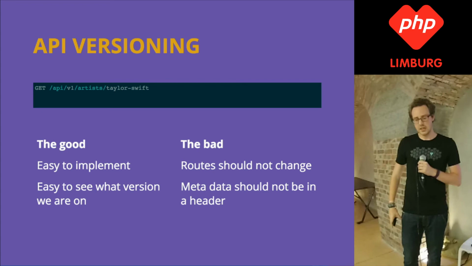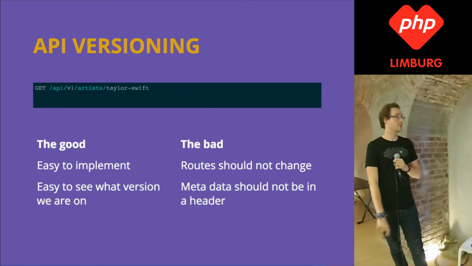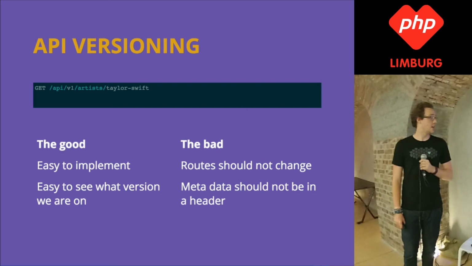It's easy to see what version you're on. The bad part here is roots shouldn't change. So if you're going to version 2, well, you have a new root, and the rest should stay more or less the same. And that is actually metadata that should head in a header.